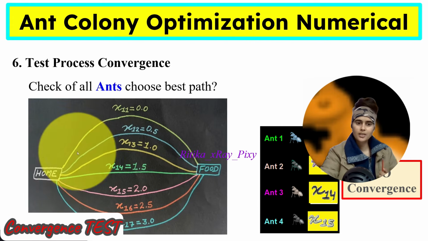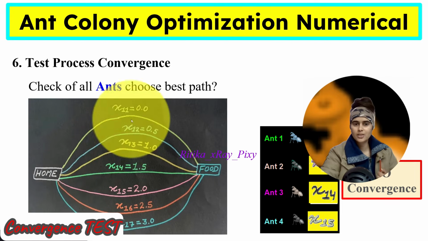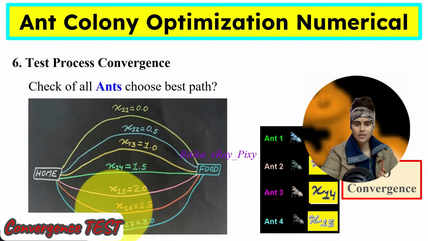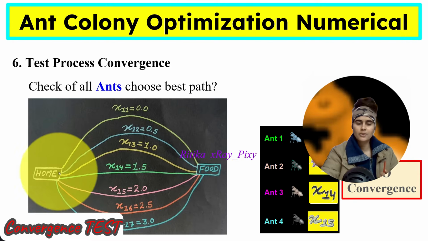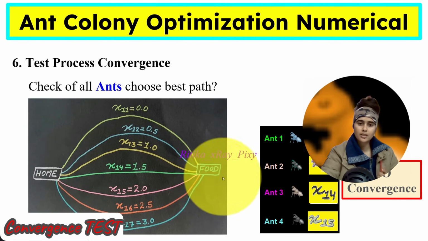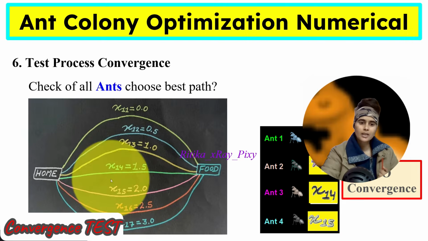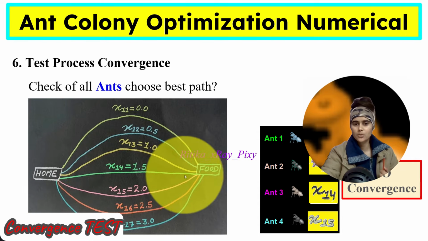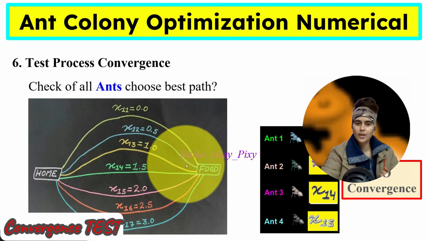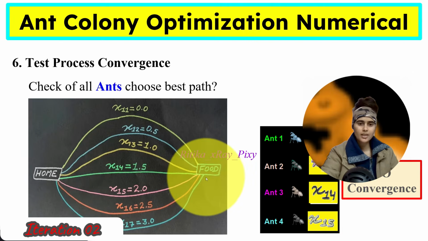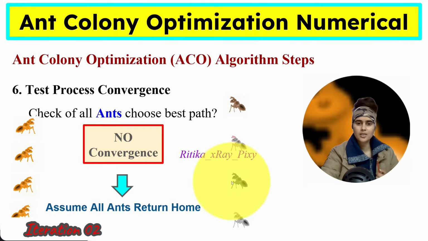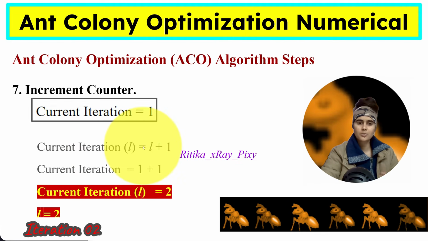Now in the second iteration they will start food search again, update pheromone and all. We will repeat this process until convergence. Convergence means the best route is selected by all ants. We will repeat the process until then. So here repeat the process now.